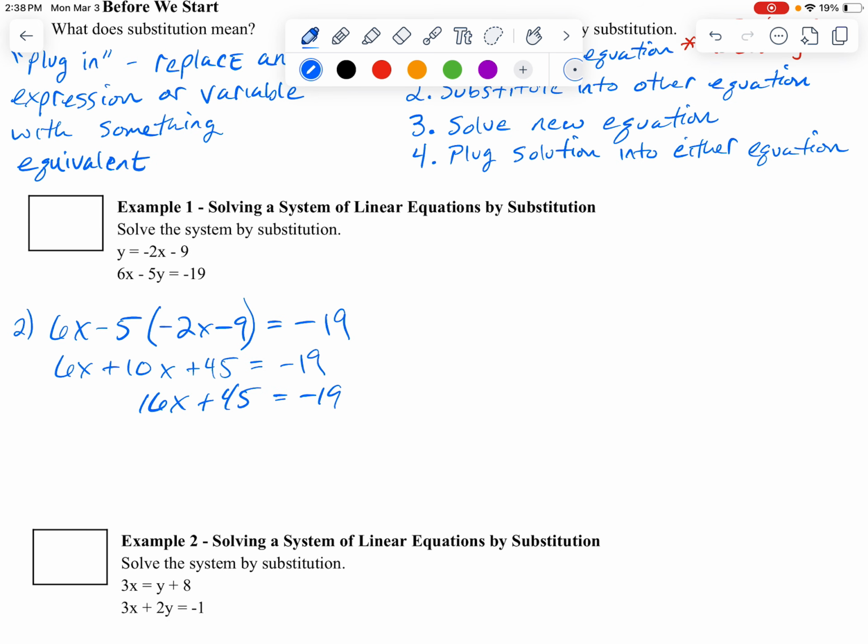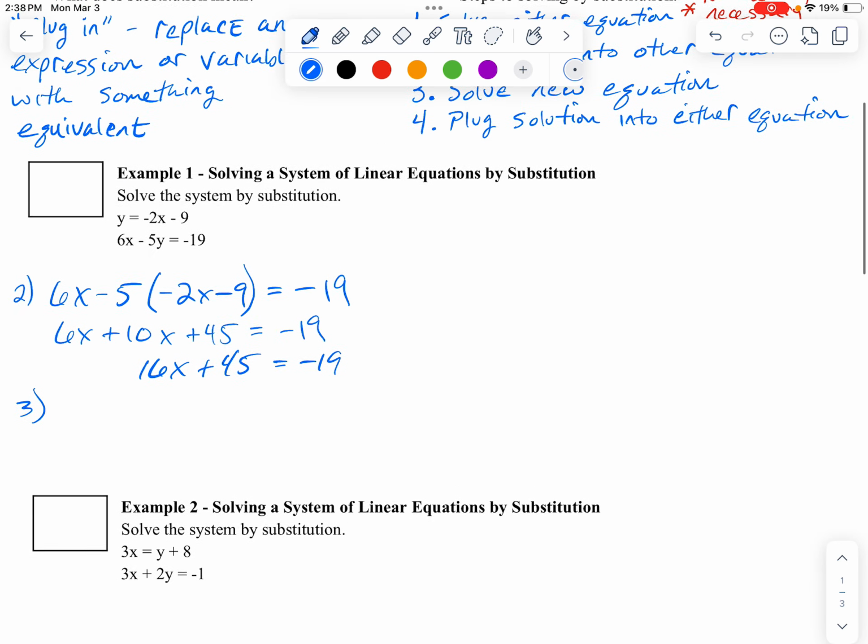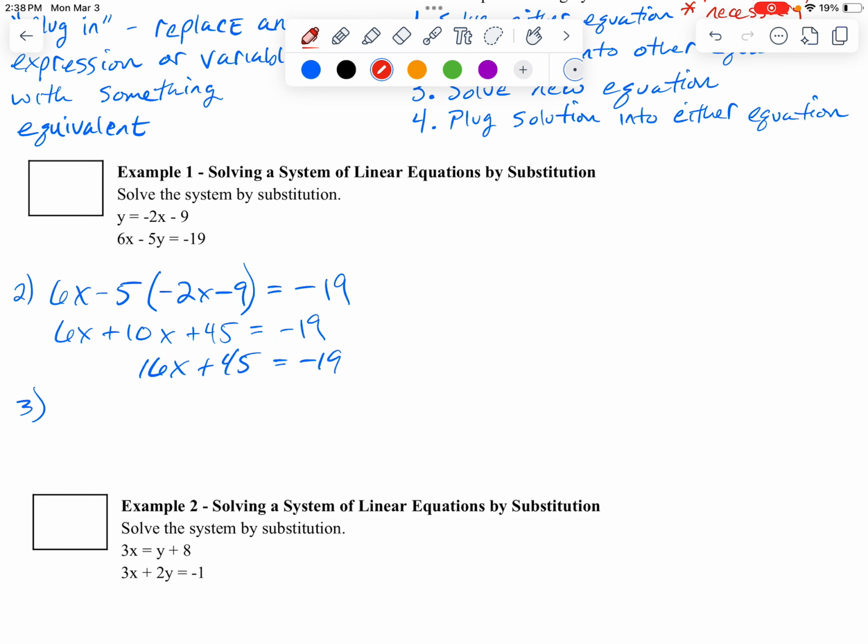Now we're really to the point where we're going to start solving. We're going to do things to both sides of the equation, and that's what I really consider the solving portion here. So subtract 45, and we end up with 16x equals negative 64. And then to get x by itself, I'm going to divide by 16. And we find that x equals negative 4.